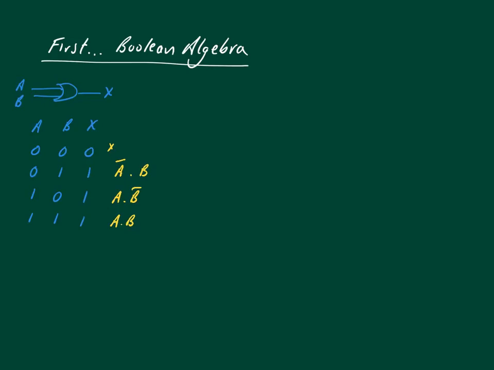And so we can say in Boolean algebra that x is equal to the negation of a and b, or a and the negation of b, or a and b. And that's our Boolean algebra. But that's quite hard to equate to being an OR gate, isn't it? What we're going to try and do is do this in a much simpler way, and this is where Karnaugh maps come in handy.